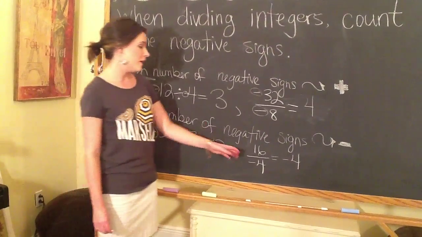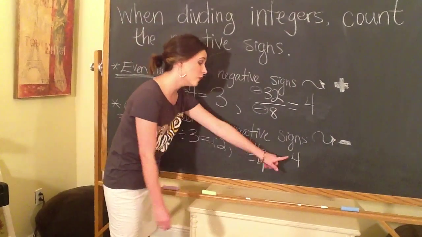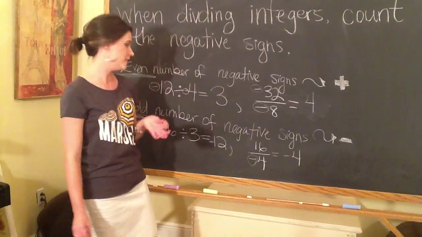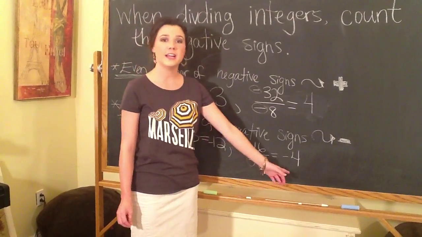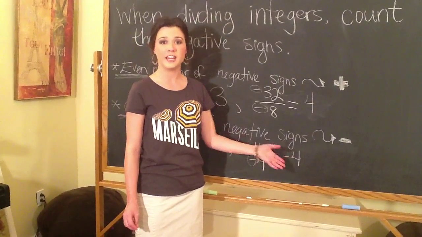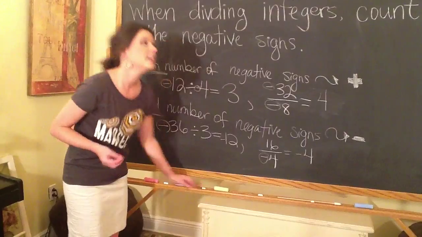In this example, we have 16 divided by negative 4. Our answer is going to be negative because we only have one negative sign, and 1 is an odd number. So we just do 16 divided by 4, and our answer will be 4. And then we have to make sure we put a negative on it, so it's negative 4. Let's go ahead and do a few examples as practice.